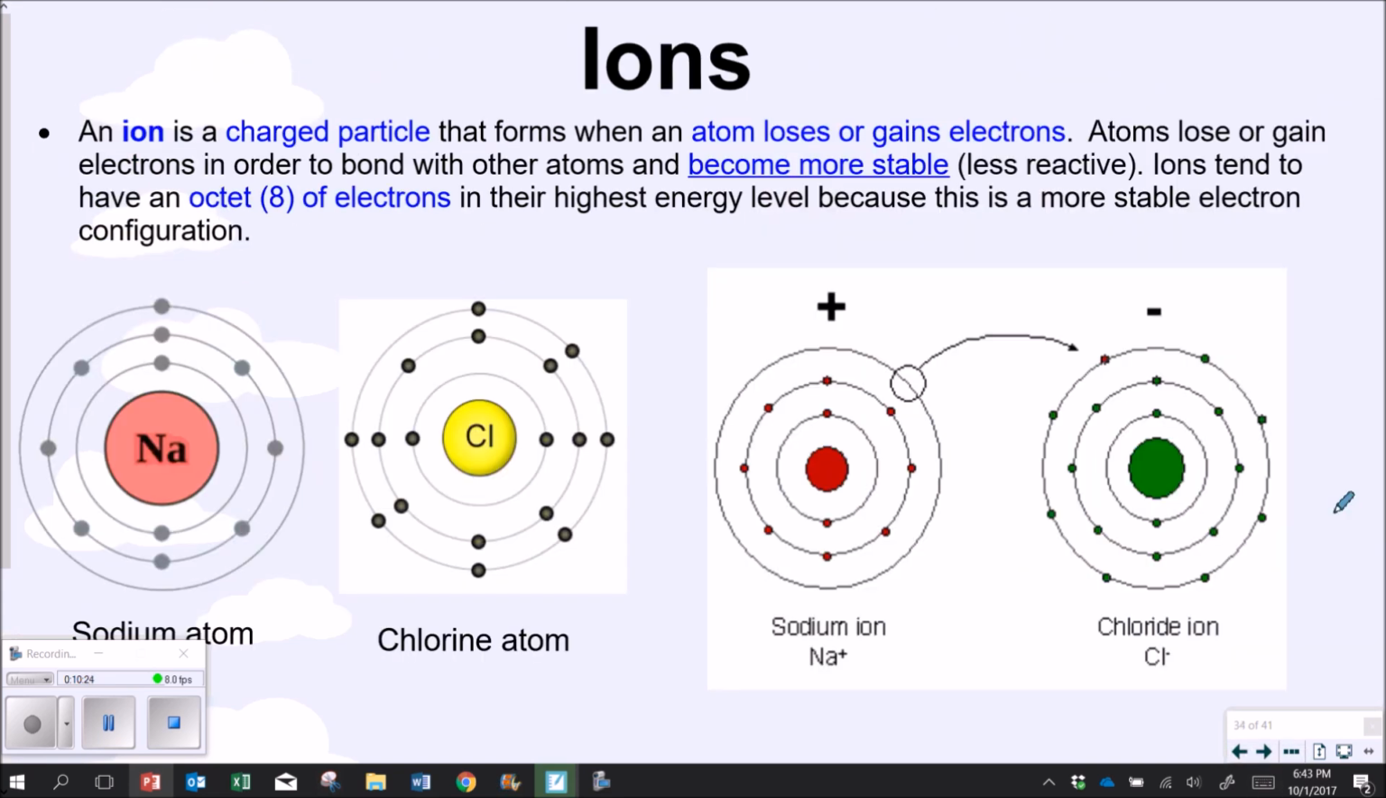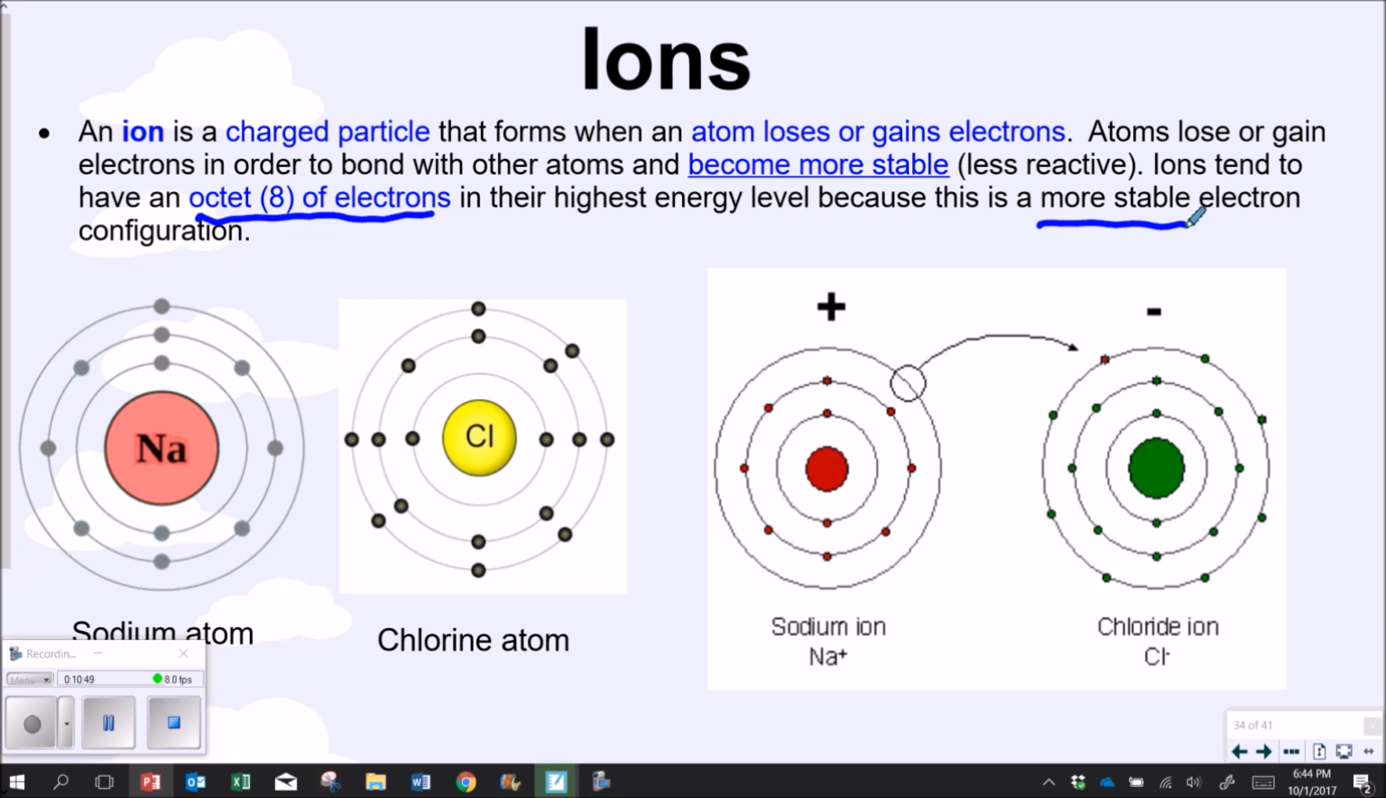Remember that an ion is a charged particle that forms when an atom loses or gains electrons. Atoms lose or gain electrons in order to bond with other atoms and become more stable or less reactive. Ions tend to have an octet of electrons, which is 8 electrons, in their highest energy level, because this is a more stable electron configuration.